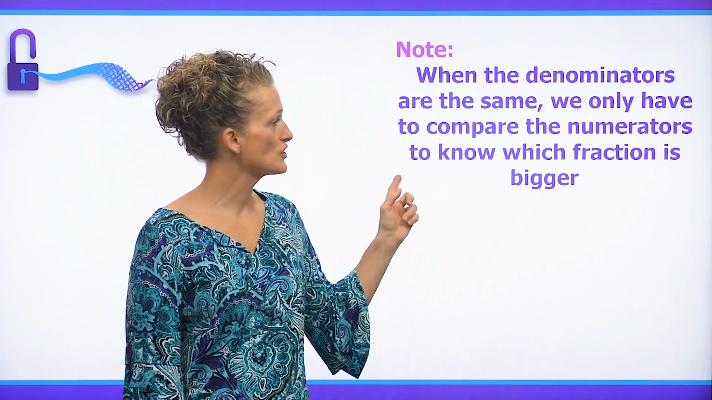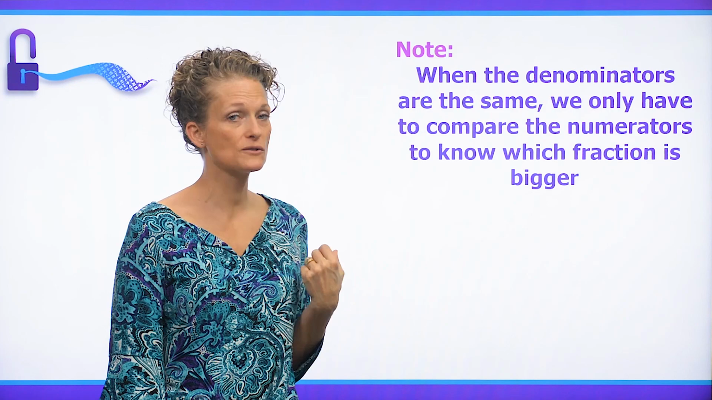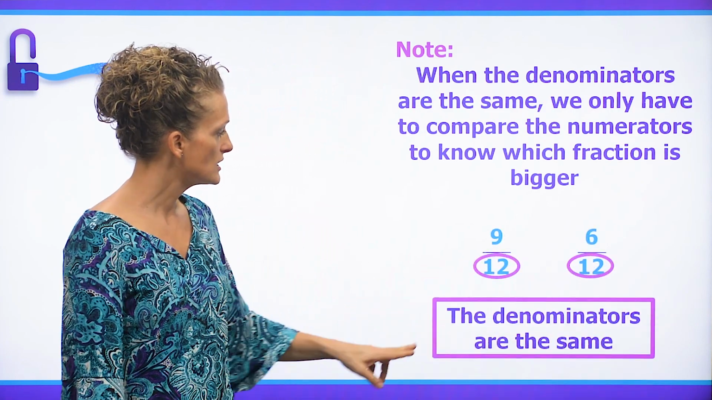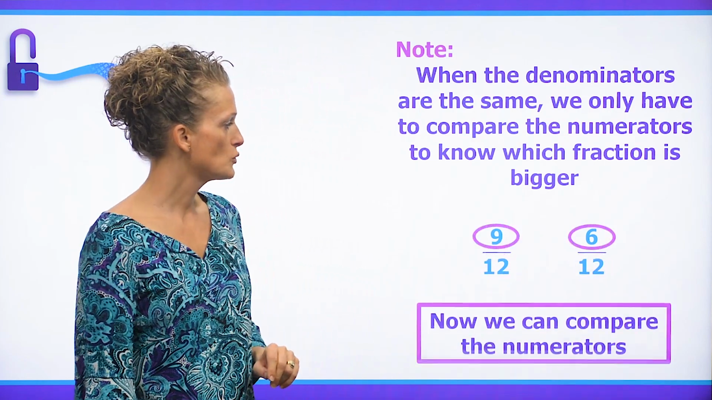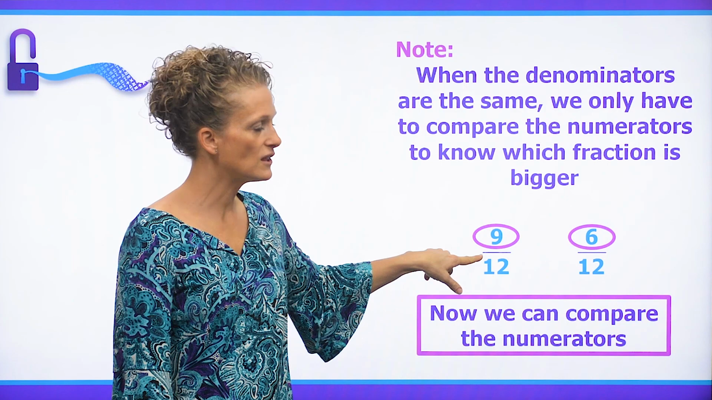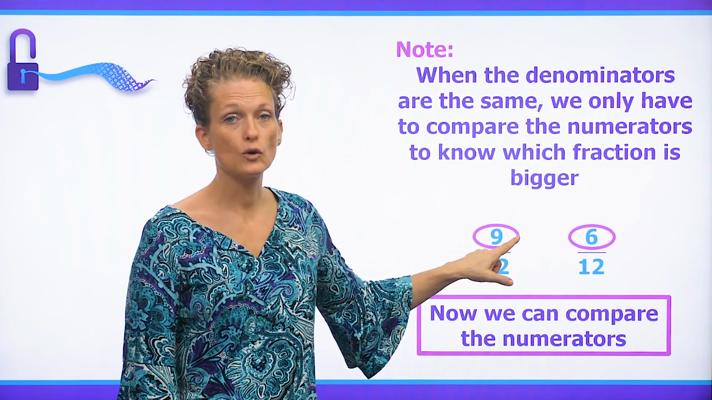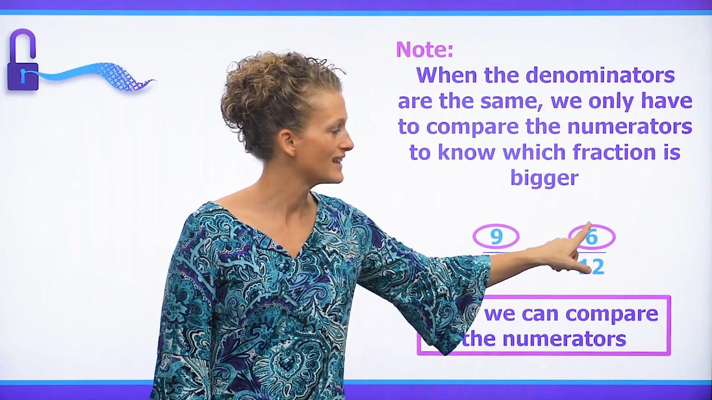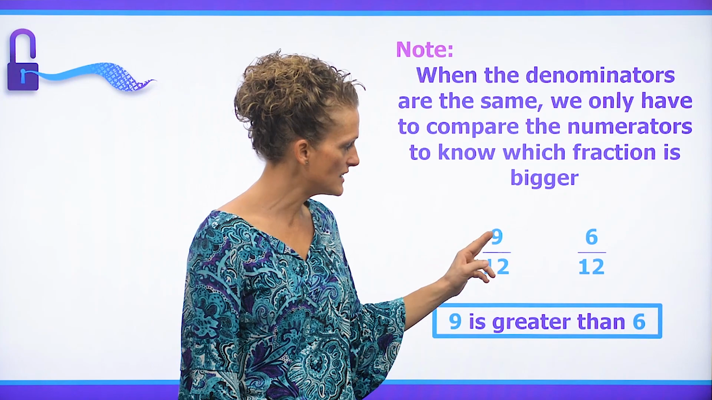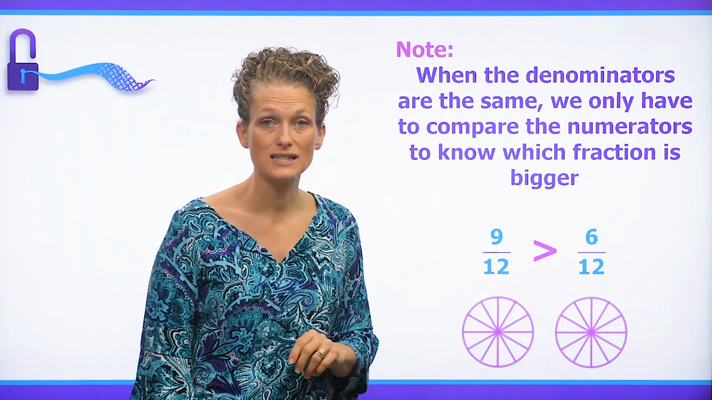Now, when the denominators are the same, we only have to look at the numerators to determine which fraction is bigger. So 9/12 and 6/12, the denominators are the same, so we simply need to compare the numerators. Because remember, if we divide the whole into 12 equal pieces, 9 pieces is going to be shaded more than 6 pieces. So we can compare the numerators. 9 is greater than 6, so we know that 9/12 is greater than 6/12.